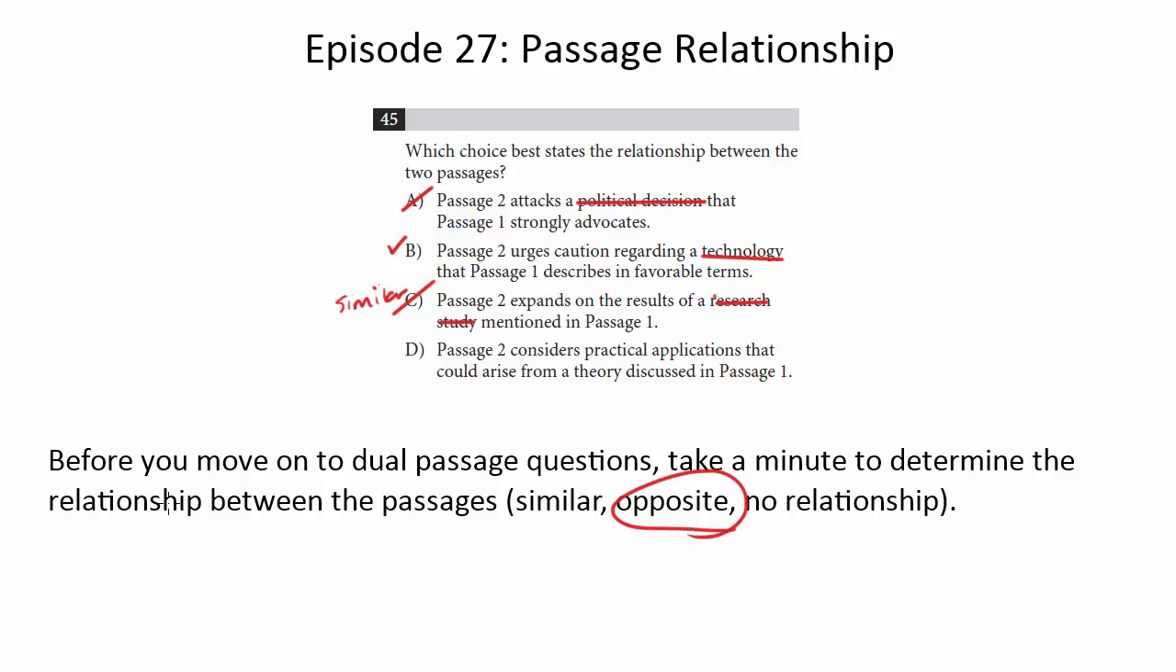Passage 2 considers practical applications that could arise from a theory discussed in Passage 1. Passage 1 talks about a theory, I guess, but also goes through practical applications. Passage 2, I guess, talks about practical applications, but it's more talking about the problems of it. So again, D just doesn't fit, and our best answer is choice B.